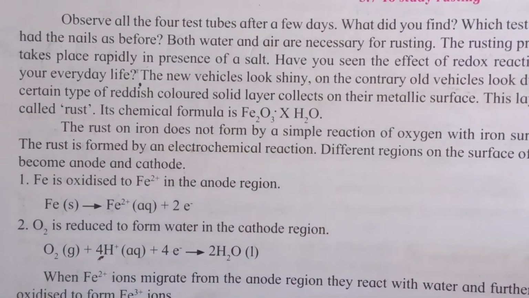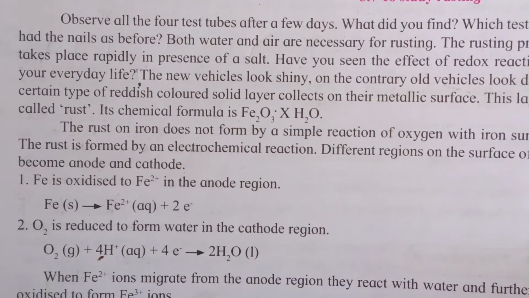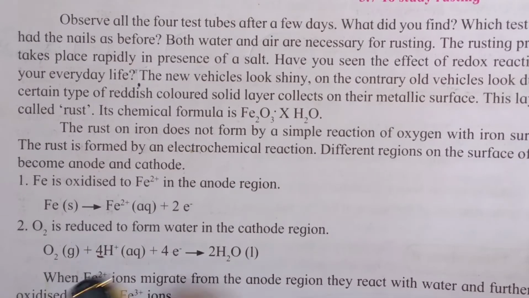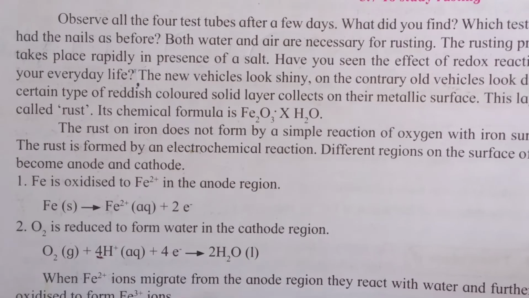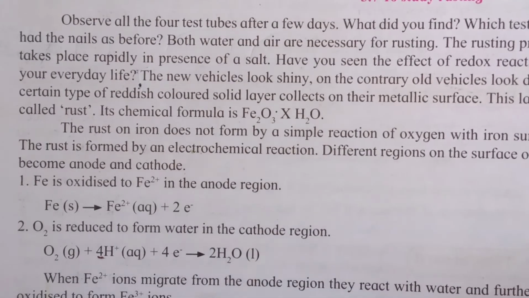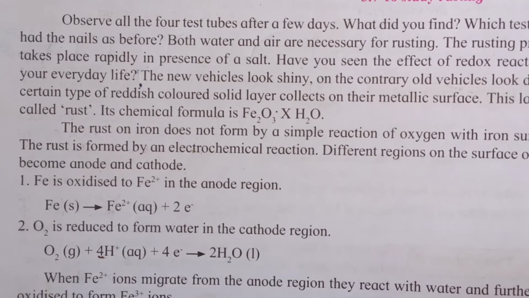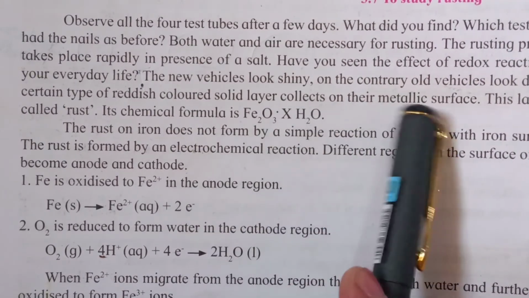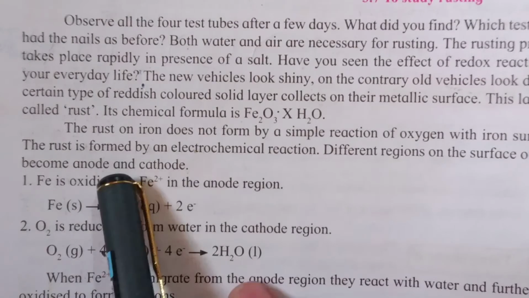Okay, the new vehicles look shiny. On the contrary, old vehicles look dull. Means the new vehicles we buy look shiny, and the old vehicles look dull. A certain type of reddish colored solid layer collects on the metallic surface. This layer is called rust.